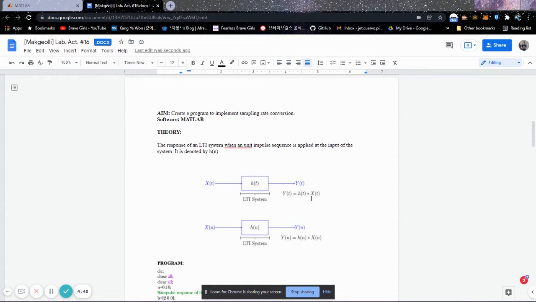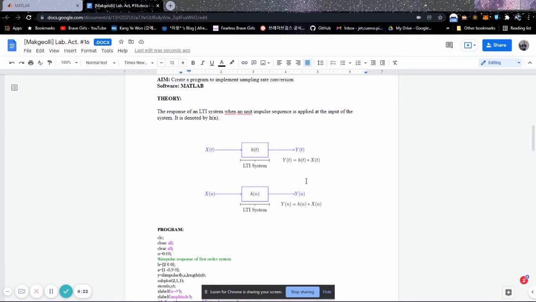For this activity, the goal is to create a sampling rate compression using MATLAB, wherein the LTI system response is being used. In theory, the response of an LTI system when a unit impulse sequence is given as an input is denoted in this example.